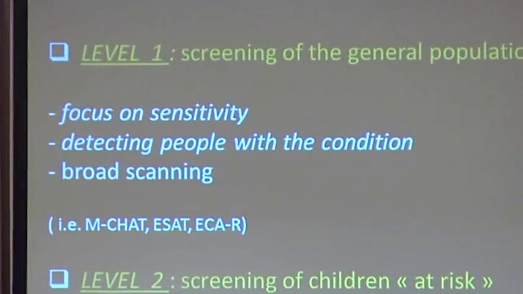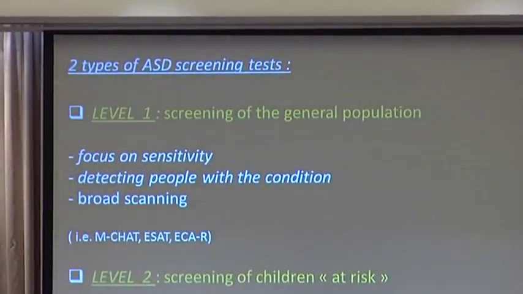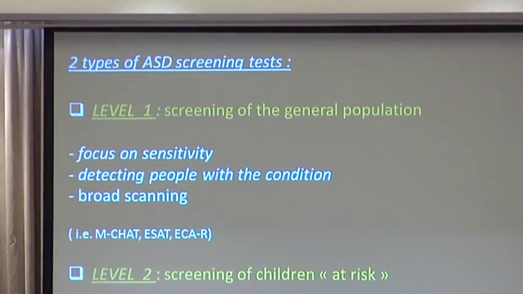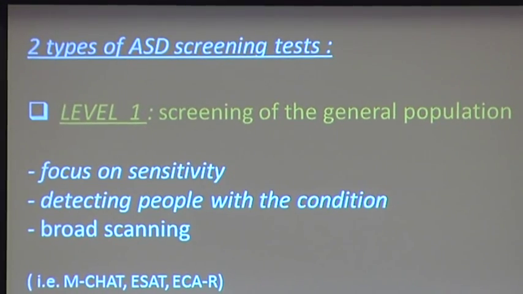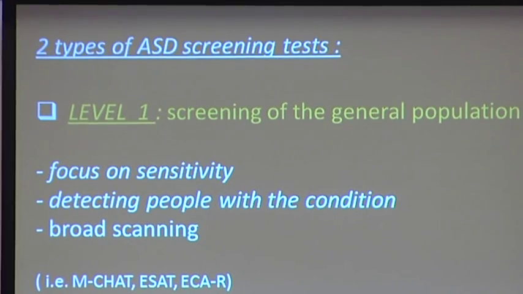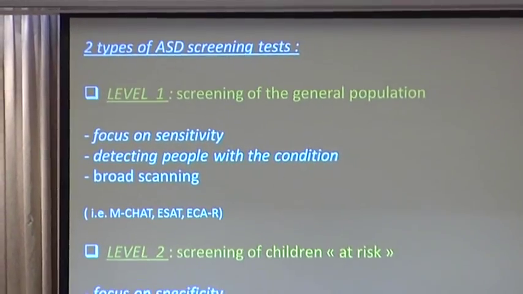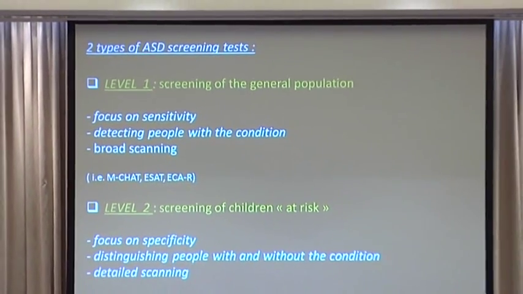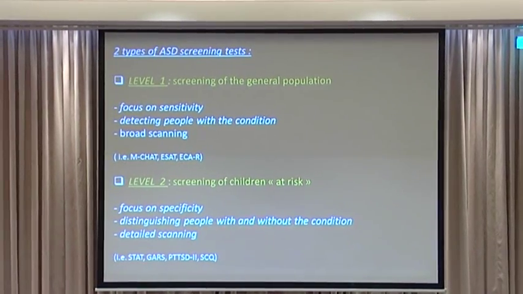The most common autism tool is the M-CHAT. I guess you would know that. We also have level 2 screening instruments. They aim to screen children identified as at risk of having autism. I mean children who scored positive on the first level, or children who have a brother or sister with an autistic condition. Those instruments focus on specificity, they're more detailed. They want to distinguish people with possible autism and people with other developmental disorders.